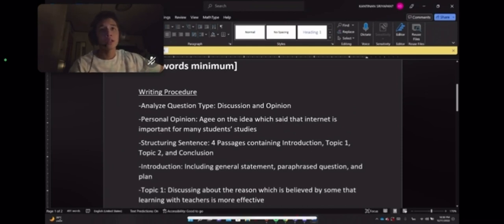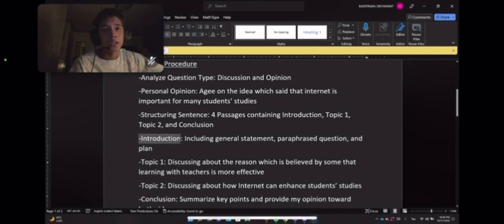Alright, so after we get the idea of this, we should plan our paragraphs. Normally in IELTS we usually have 4 paragraphs in one writing, containing introduction, topic 1, topic 2, and conclusion. Alright, let's move on to the first one, which is introduction.